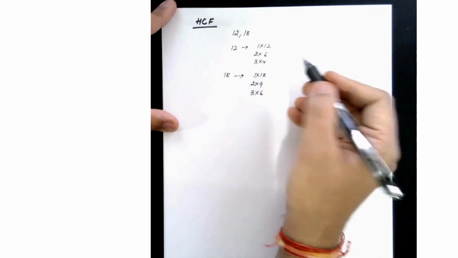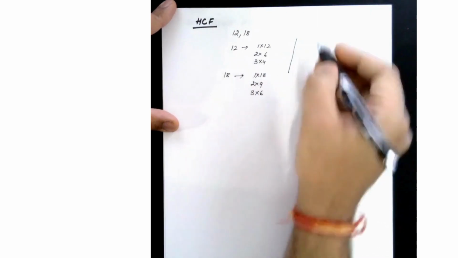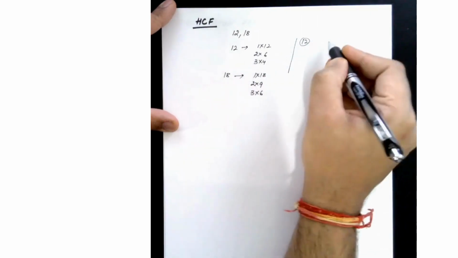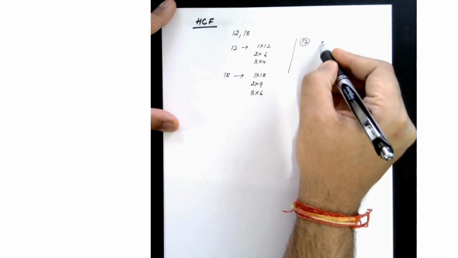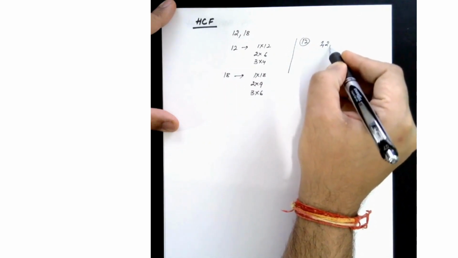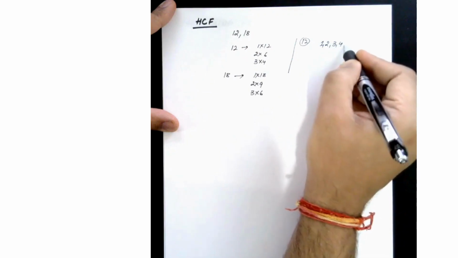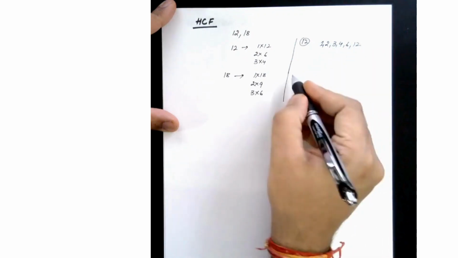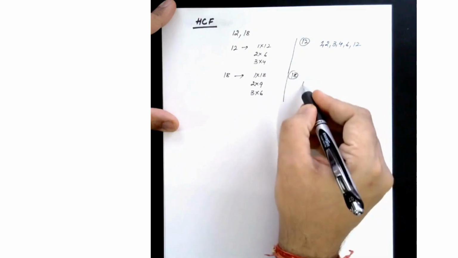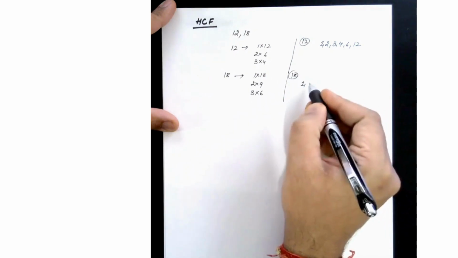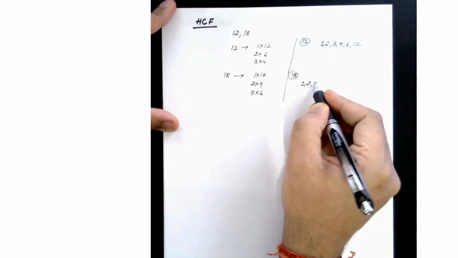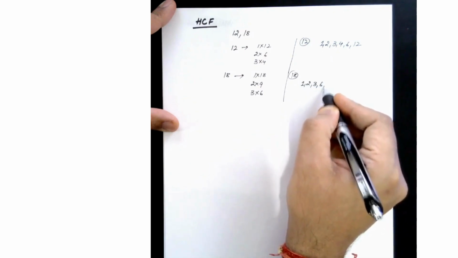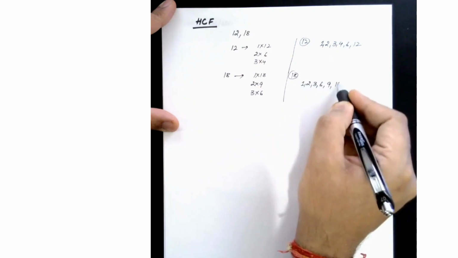So in this case, the factors of 12 can be 1, which can divide 12, or it can be 2, 3, 4, 6, or 12 itself. And in the same way for 18, its factors can be 1, which can divide 18, or it can be 2, 3, 6, 9, and 18 itself.